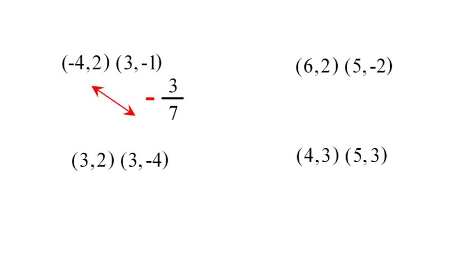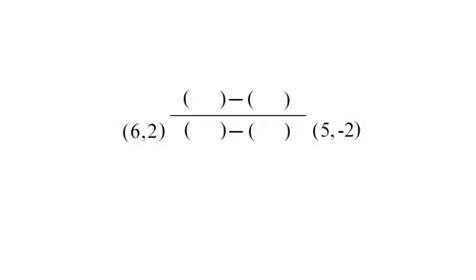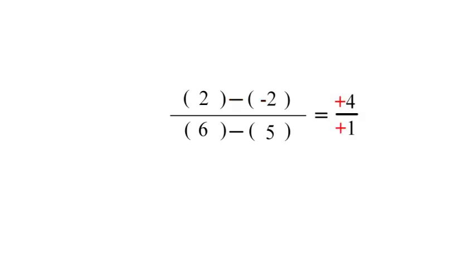Now for the next set of points, 6, 2, and 5, -2. Again, place the points on either side of the formula. Then move the y-coordinates to the top of the x-coordinates and slide them into the slots in the formula. For the arithmetic on top, 2 minus a minus 2 is the same as 2 plus 2, because the 2 minuses combine to make a plus. On the bottom, 6 minus 5 is a 1.